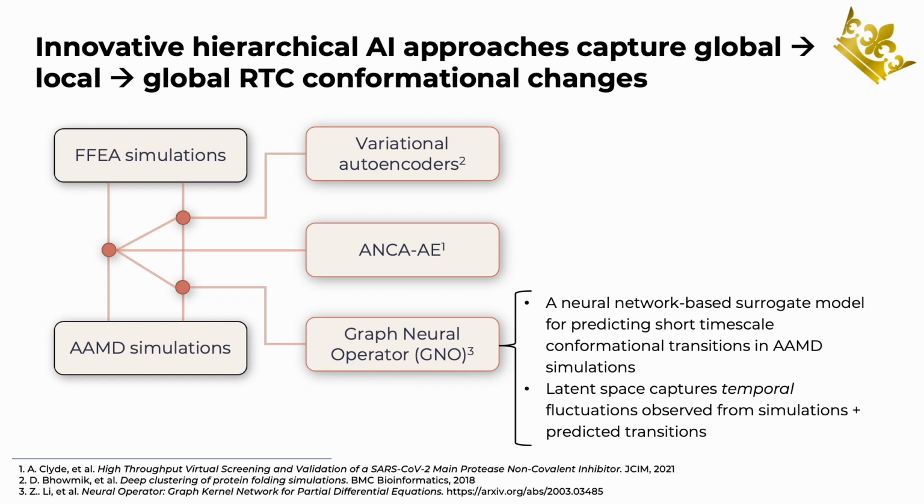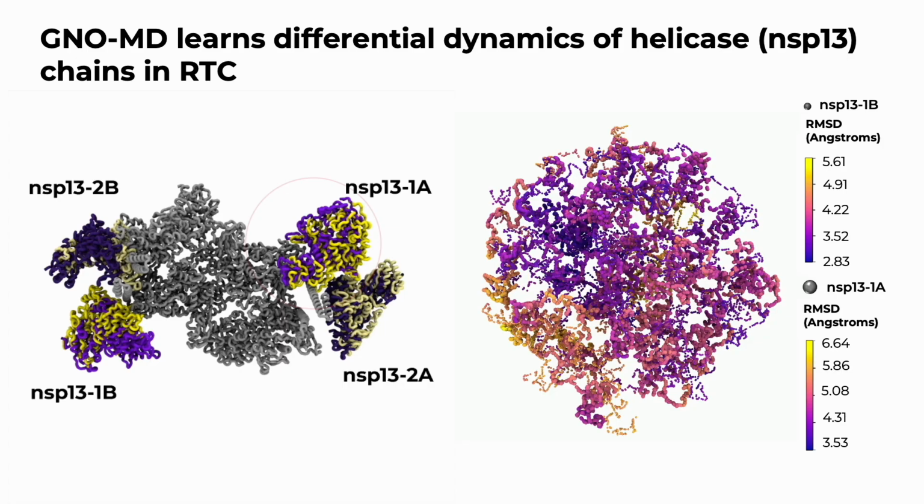To examine the individual subunits, we selected the 4 helicase parts from the RTC and used the GNO model to summarize the largest conformational changes as captured by the model. There are 4 helicase subunits, or NSP13 subunits. The latent space learned by the GNO model on the MD simulations of the helicase is visualized using the TSNE method. It consists of both the NSP13 1A and 1B subunits located on opposite ends of the RTC.